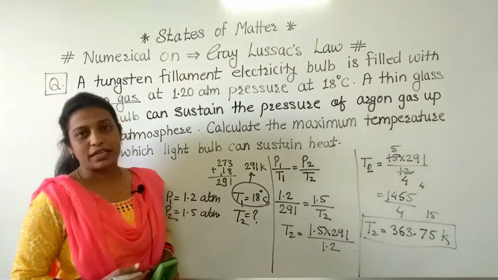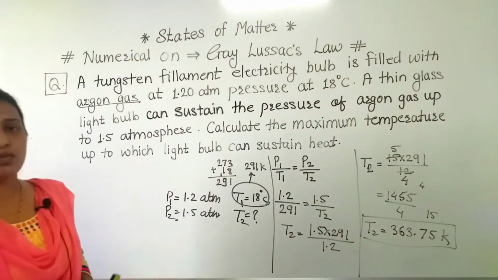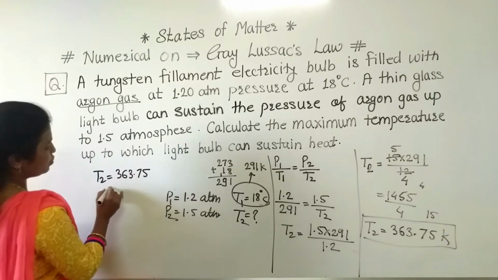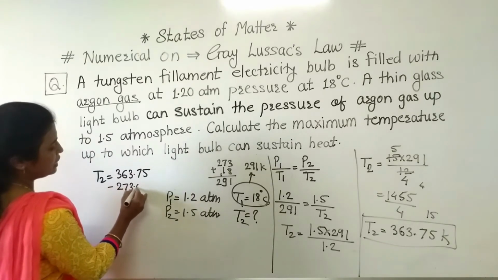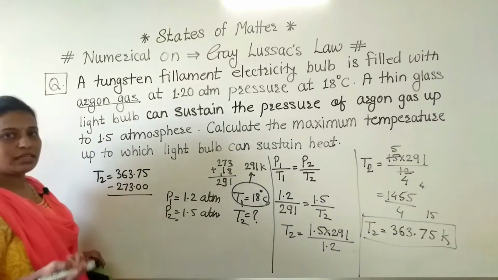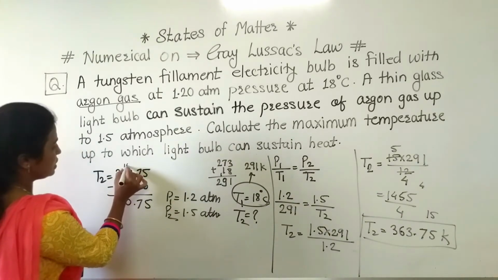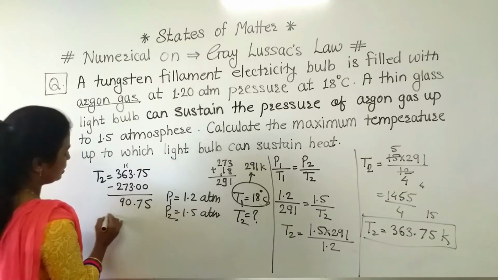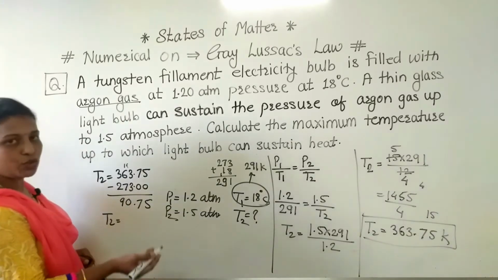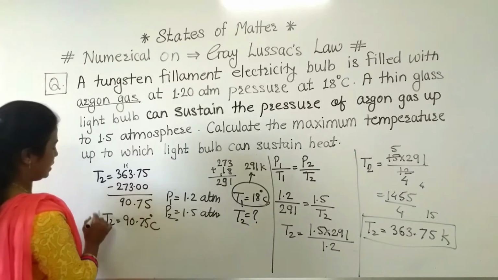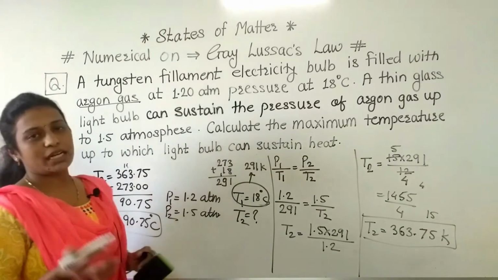If we want to write its answer in degree Celsius, then what we have to do? To 363.75, we just have to subtract 273 and we will get the answer in degree Celsius. That means here T2, if we convert into degree Celsius, is 90.75 degrees Celsius. In this way, we have completed our first numerical.